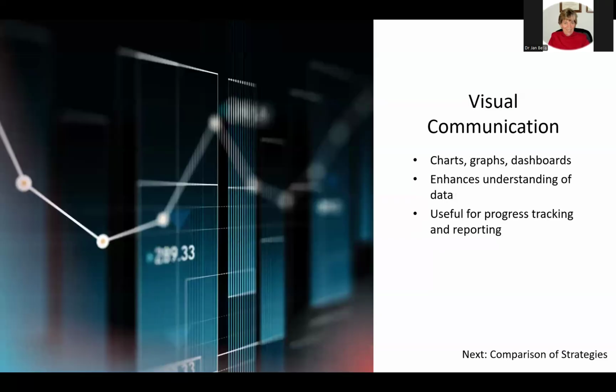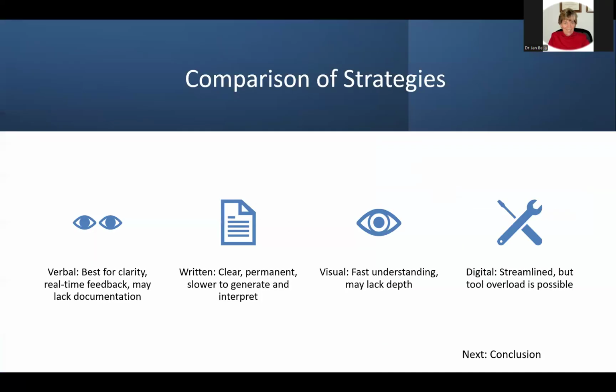Visual communication. Visual aids help convey trends, performance, and comparisons efficiently, especially for stakeholders who need quick insights. Comparison of strategy. Each method has pros and cons. Project managers often use a mix based on the context, urgency, and stakeholders involved.